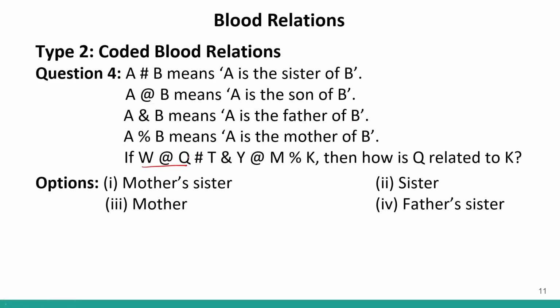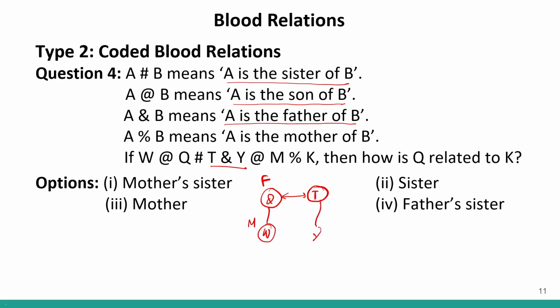W at Q means what? W is the son of Q. So W is male because he is the son of Q. Q's gender is not known, right? Q hashtag T means Q is the sister of T. So Q is the sister, which means Q would be female. T's gender is unknown. T and Y means T is the father of Y. T is the father of Y, so T has a child Y. And T is the father, so T would be male. But the gender of Y is not known.